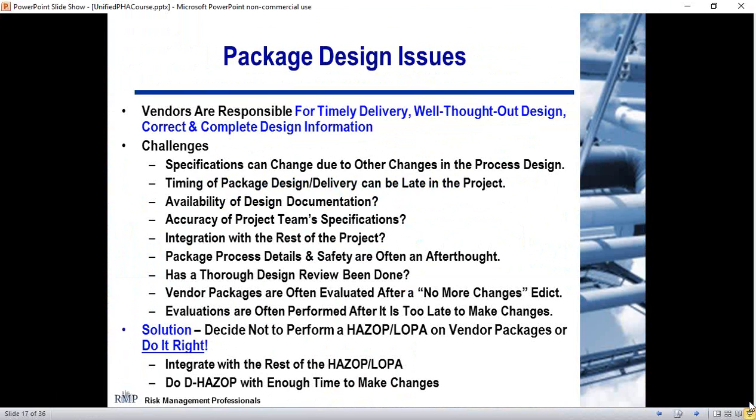Part of that's inherent in the concept of using vendor packages. The specs can change from the integrator over to the vendor because of other changes in the process design.